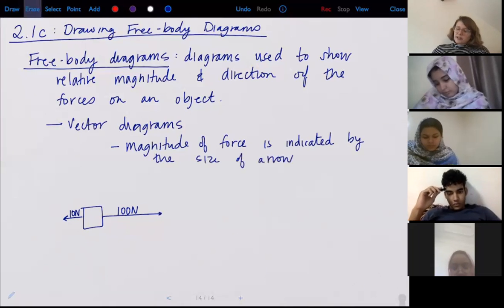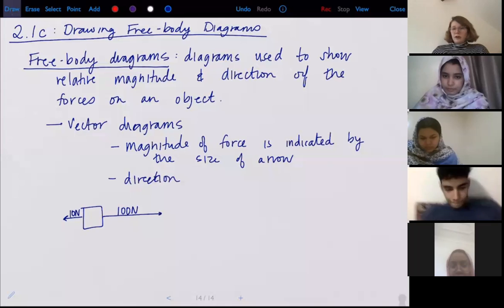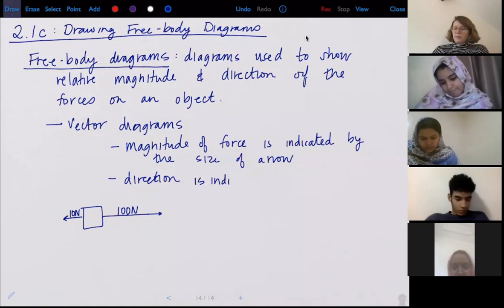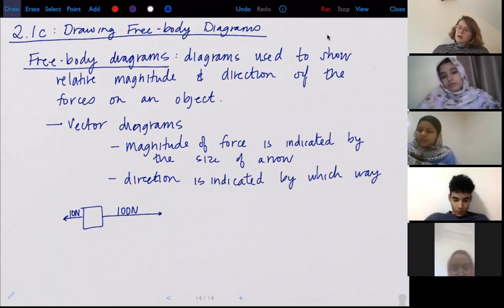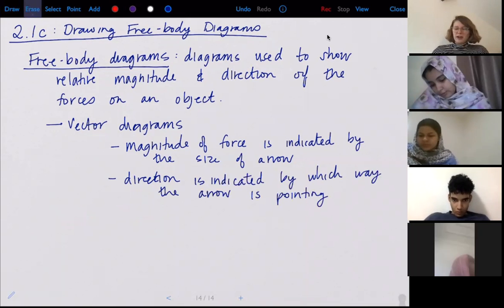And then, of course, our second part of a vector is direction, and that's indicated by which way the arrow is pointing. All right, so those are the two main pieces of our free body diagrams. We should kind of already know that.